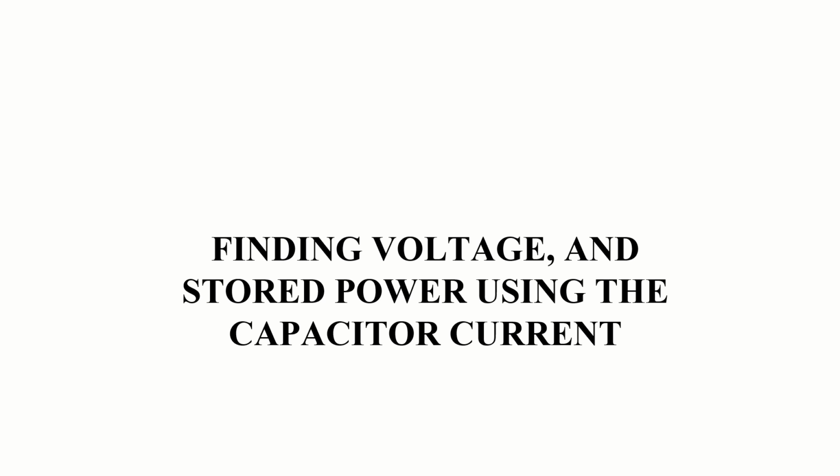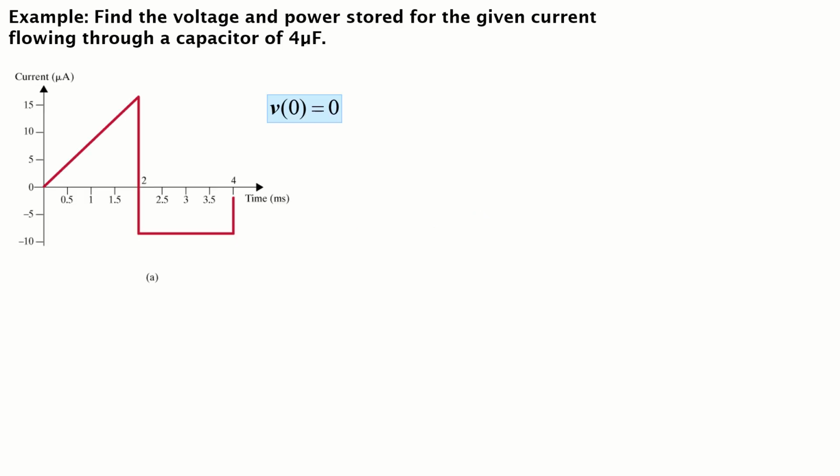Welcome back. So in the last example we learned that if a voltage waveform is given, then how we can find the current, energy and beyond. Now let's have a look at another example for the capacitors, where basically the capacitor current is given and we need to find out the voltage and the power. So this is the current waveform which is given, and we need to find out the voltage and power for a capacitor with a value of 4 microfarad.